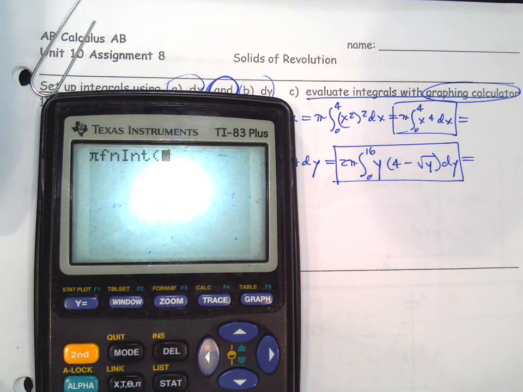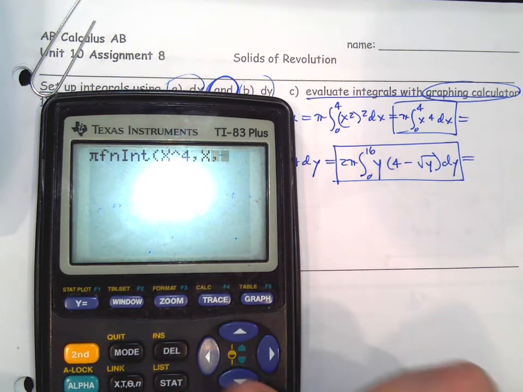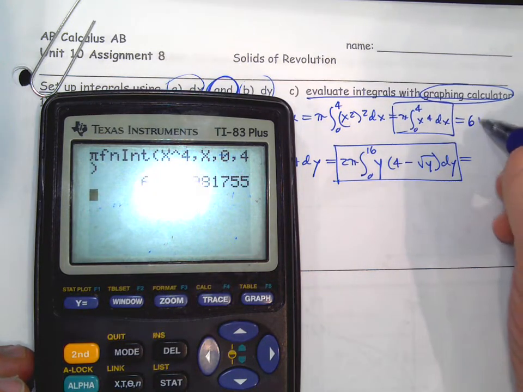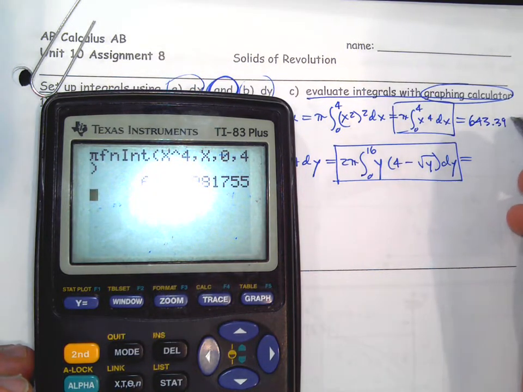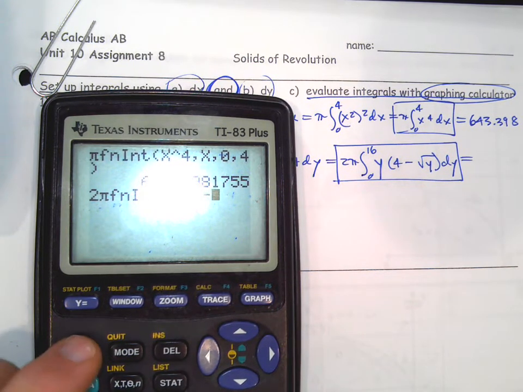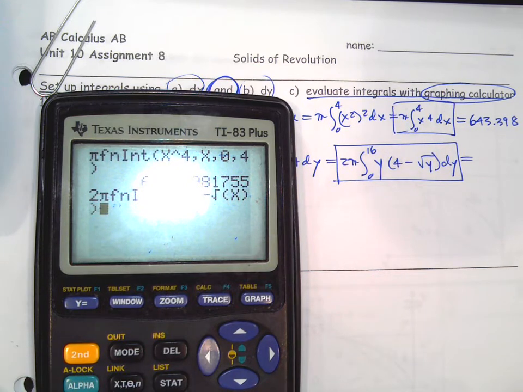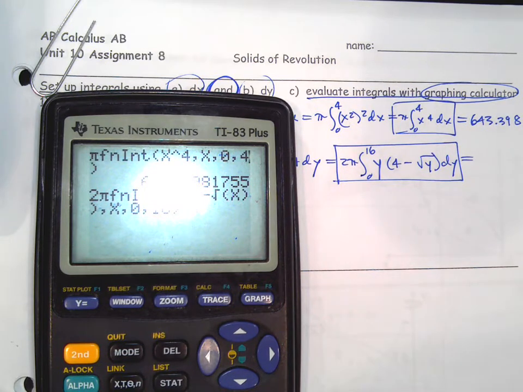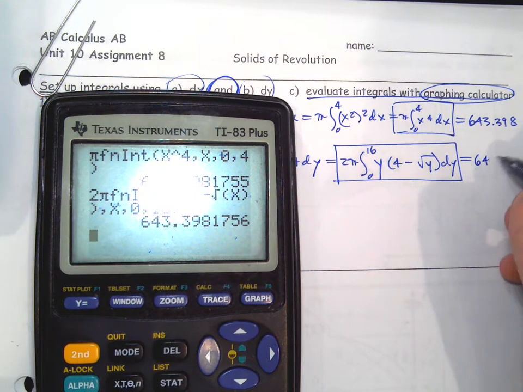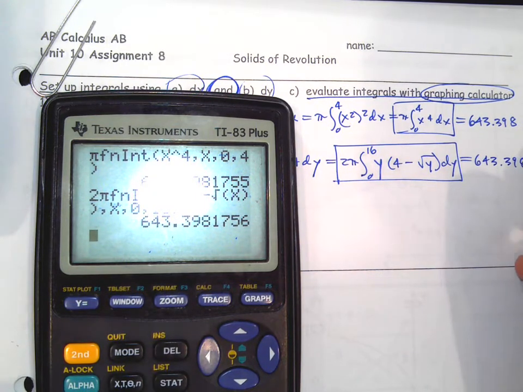Pi, math 9, x to the 4th, comma x, comma 0, comma 4. That gives us 643.398, rounded to 3 decimal places. Actually comes out the same this time. Try the other one, 2 pi, math 9. We put x's in for the y's, parentheses 4 minus the square root of x, close, close, comma x, comma 0, comma 16. And we get the same answer. Good sign. Okay.